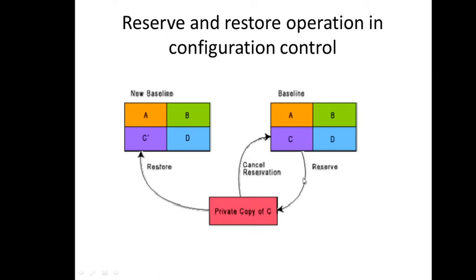So first step is reserve it, and if you feel like okay, the change is not so relevant or important, I don't want that change, you can cancel the reservation. It will go back again and this will remain the current baseline. But if you make the changes in the private copy, you're going to store it in a new location, right? With this C dash, that is modified C, and now this will become the new baseline.